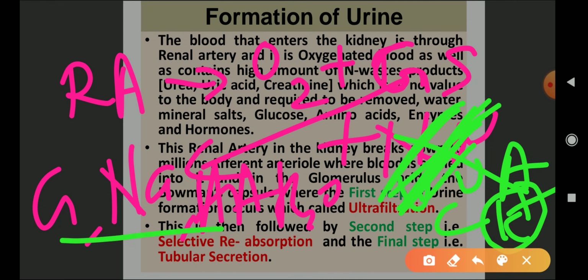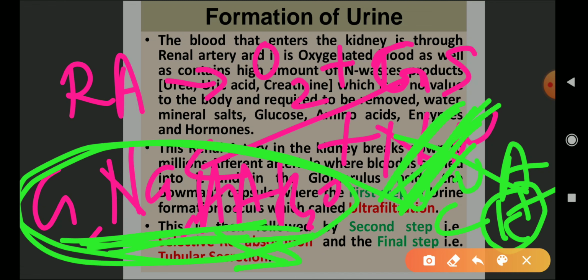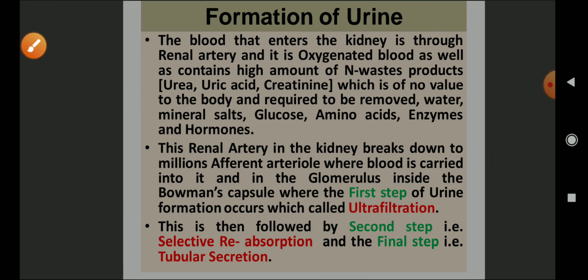While these other substances are important for our body, so they are required to be reabsorbed. This is the second step. So the first step is the removal of nitrogenous waste materials. When the nitrogenous waste materials are removed, along with them the good substances are also removed, which require to be reabsorbed. So this is the first step of urine formation, that is ultrafiltration.